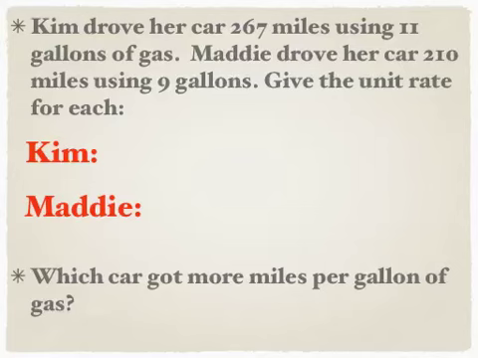So for Kim, her ratio would be 267, and that's miles, over 11, and that was the gallons of gas that she used. For Maddie, it would be 210 over 9. So 210 was the miles that she drove, 9 was the number of gallons that she used. I need to find a unit rate for each, which means I need to go ahead and divide.